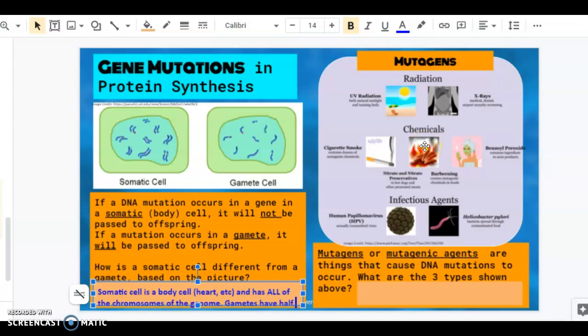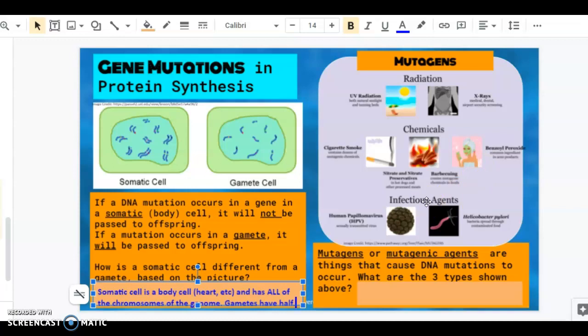Chemicals, in general, we're surrounded by chemicals, they make up everything, are not always mutagens, but there are some chemicals that have been found to cause DNA gene mutations. Some of those chemicals that we know cause gene mutations can be found in cigarette smoke, and nitrate or nitrite preservatives used in your food. They can be found when some chemicals are heated to high temperatures, like in barbecuing, or in products that we use, like benzoyl peroxide in acne medicine.